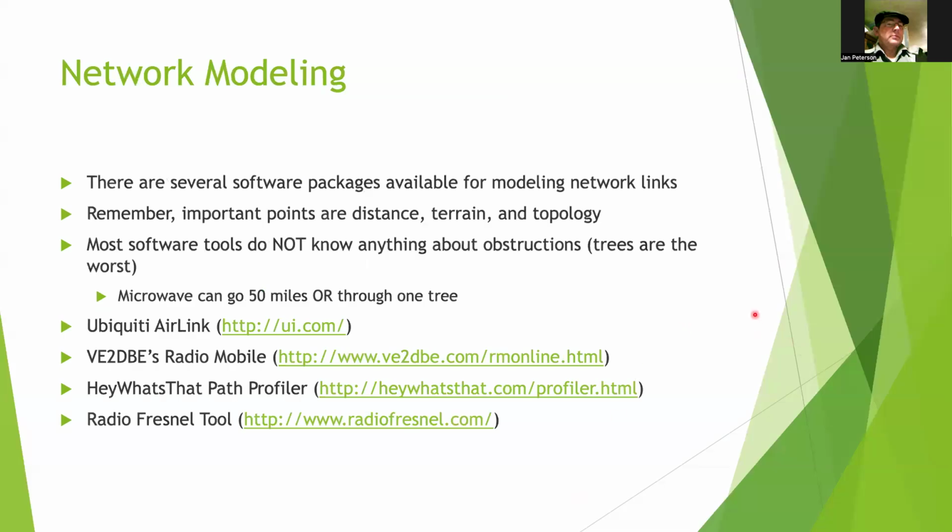Okay, so there are a lot of software packages to do network modeling. I've used a couple of these. I've used the Ubiquiti one, and I've used the VE2DBE package. I haven't used the path profiler or the Radio Mobile tool, but those I understand are also really decent tools for doing this kind of stuff. The key things are that a lot of these packages will take into account distance, terrain, topology, altitude of the antenna. Like you can tell it this antenna is going to be at 150 feet or whatever.